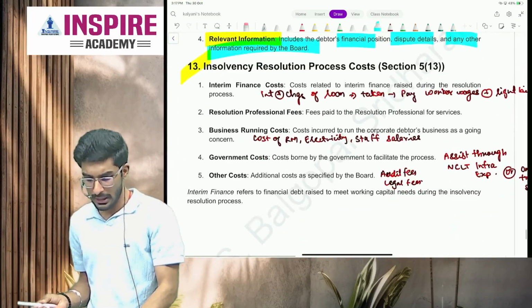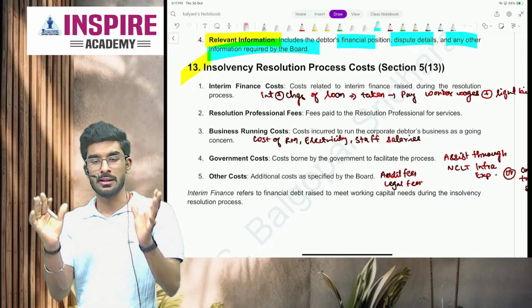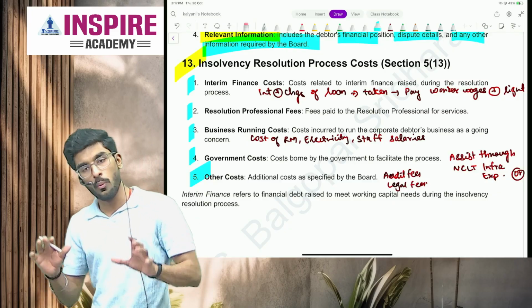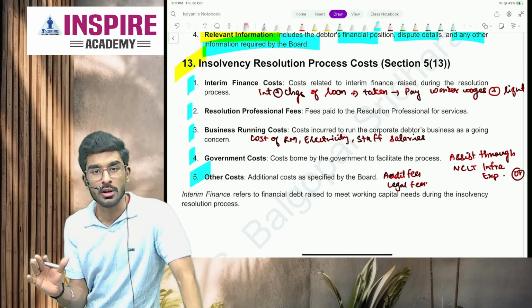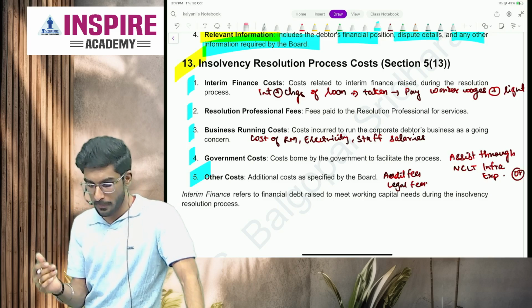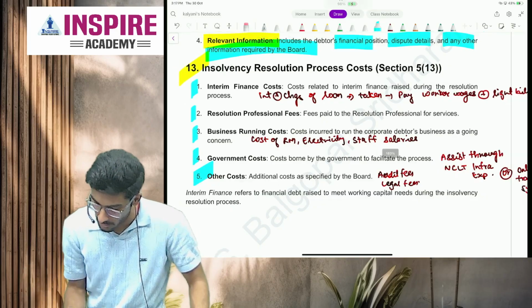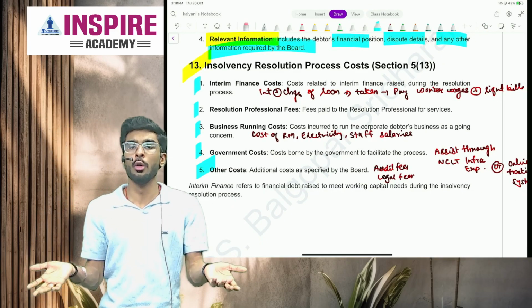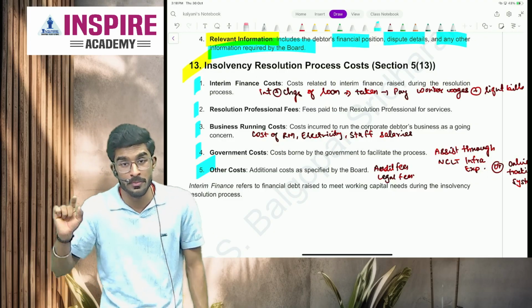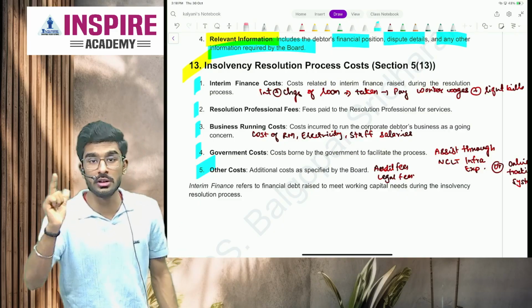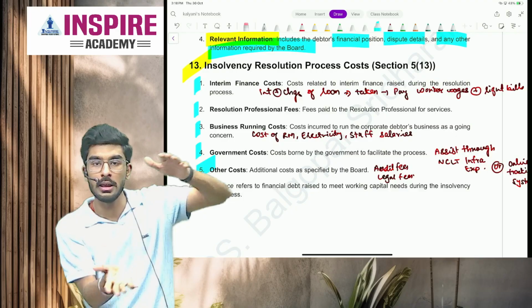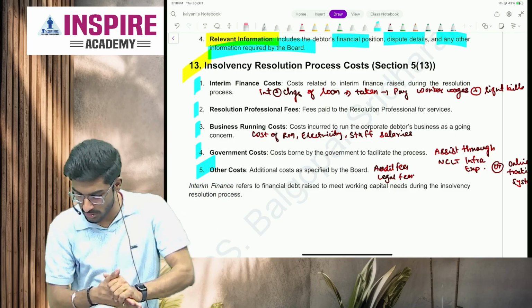Now let's come to the last topic, that is insolvency resolution process cost. So what all things will be included in the insolvency resolution process cost? Number one is interim finance. I have told you, people, if the RP has taken a loan to pay the salary of the workers, to keep the factory running, to get the raw materials, all the interest and charges levied while taking the loan will be included in the insolvency resolution process cost.